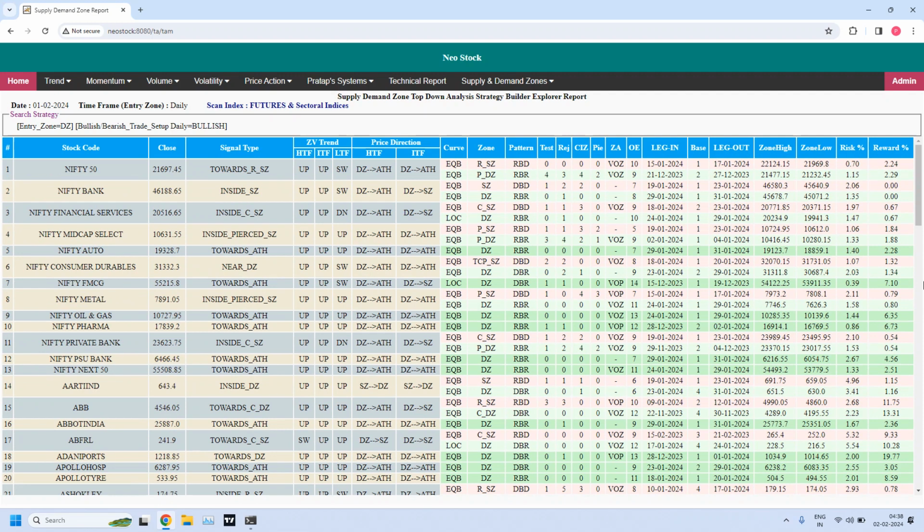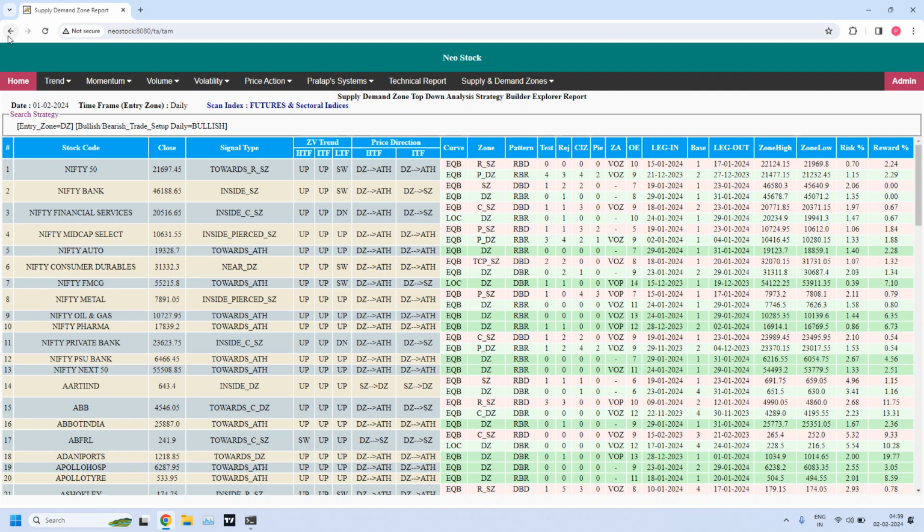And mostly your favorite filter is always you want fresh zones. Which zone? Demand zones. Because your entry zone is demand zone. You want fresh demand zones. Because see, some of these demand zones are tested. Some of these demand zones are pierced. You don't want all of them. You want a fresh demand zone. If it is a fresh zone, obviously the pierced count should be 0.